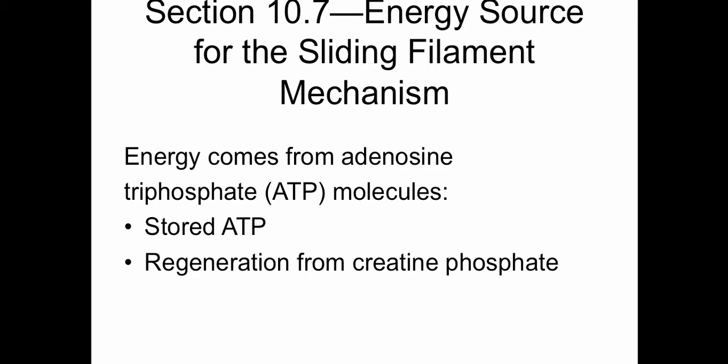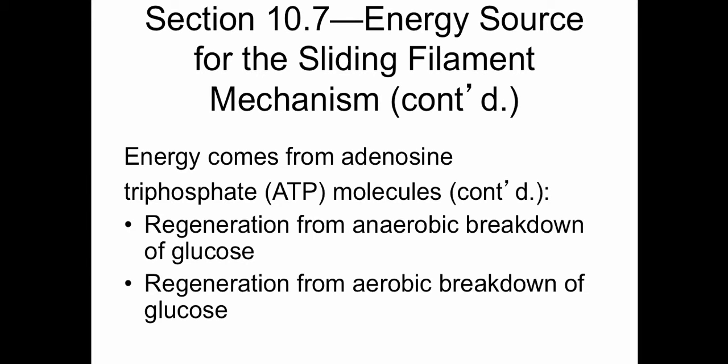The energy source for a sliding filament mechanism comes from ATP. The process is quite simple. There's stored ATP. There's regeneration from creatine phosphate, regeneration from anaerobic breakdown of glucose, and regeneration from aerobic breakdown of glucose.